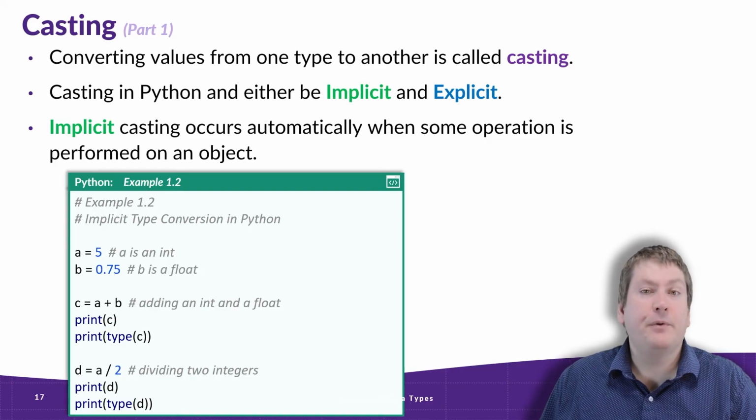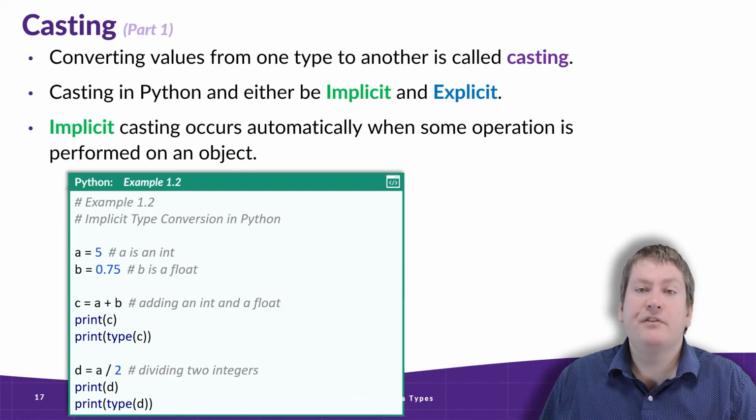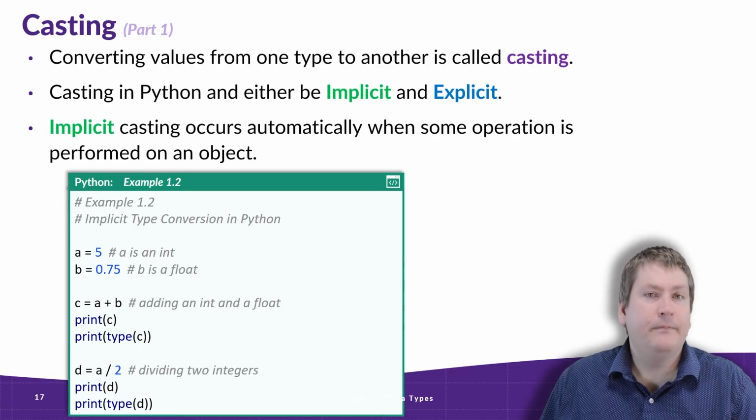In this program, we start with two variables, a and b. A is an integer with the value 5, and b is a float with the value 0.75. When we perform an operation such as addition on these two data types, the casting is done implicitly, and the result is a floating point number stored in c. Similarly, dividing two integers results in a floating point number, as the casting is done implicitly.